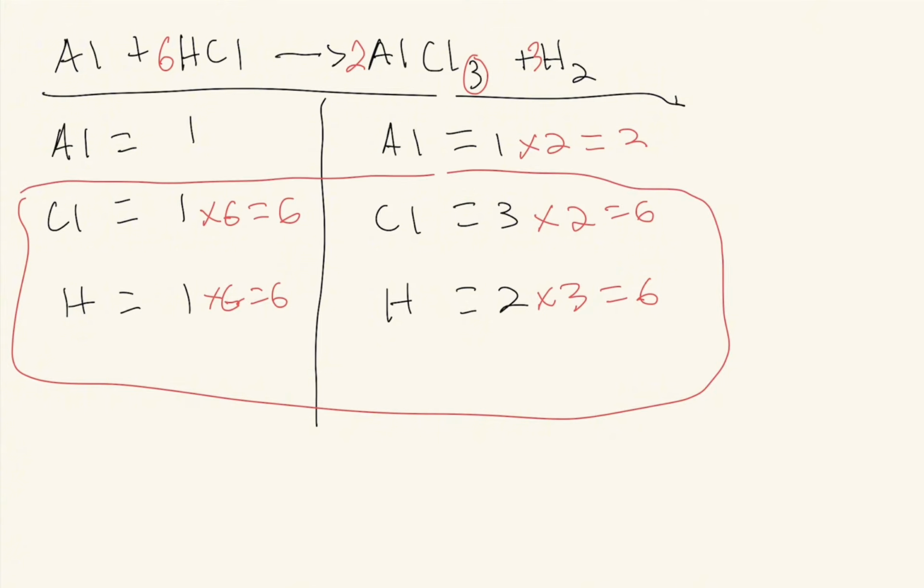Now we have to fix aluminum because now there's 2 aluminums on the right side and only 1 on the left side. So to fix this, we'll just multiply this by 2, giving us 2 aluminums. And that will be your balanced chemical equation. Let me write this out for you guys. This will be your balanced chemical equation.